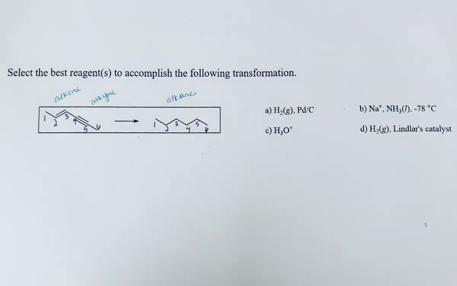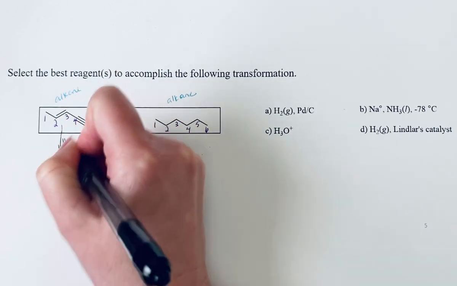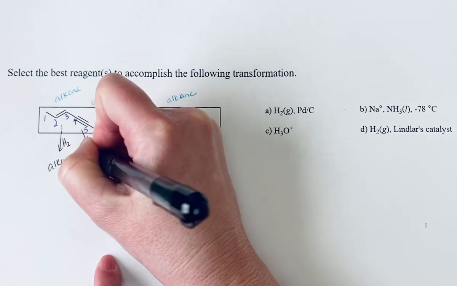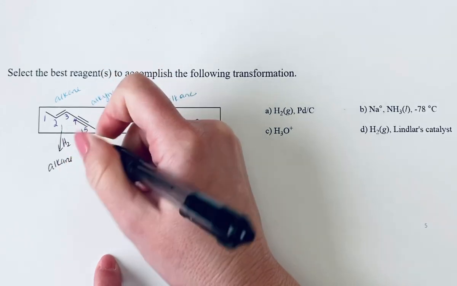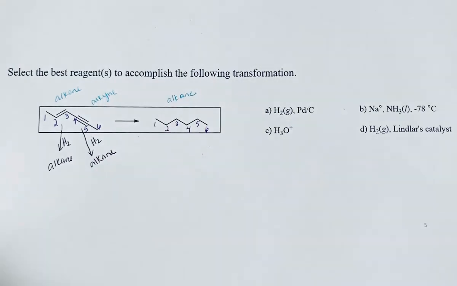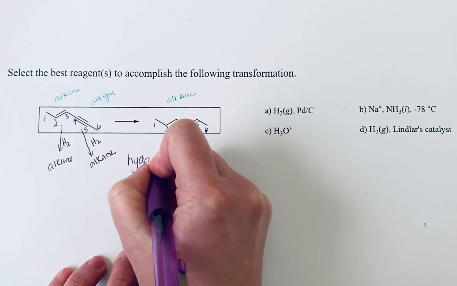So it appears that we have taken the alkene and added hydrogen gas to that to get the alkane. And it appears that we have done the same thing with the alkyne, added hydrogen gas to get the alkane. So this looks like normal hydrogenation conditions.